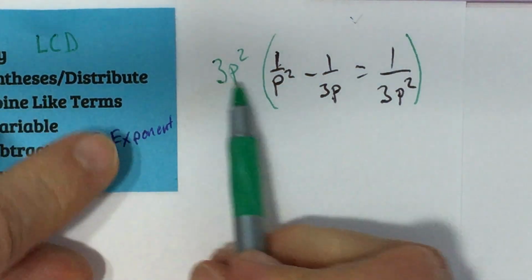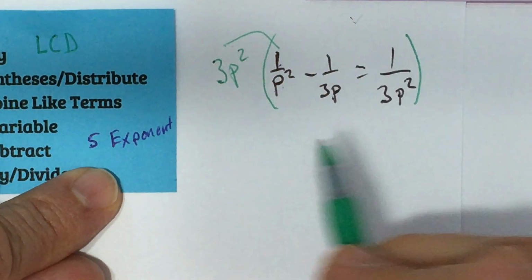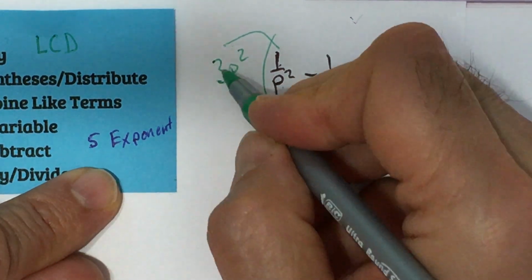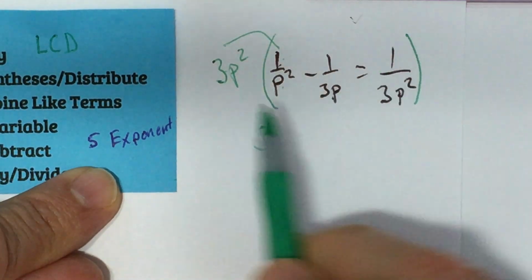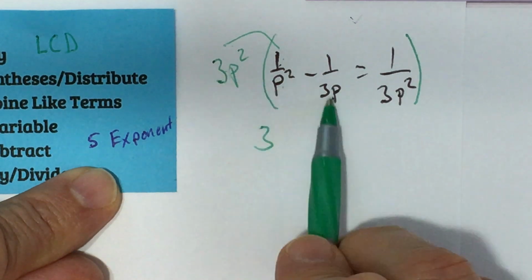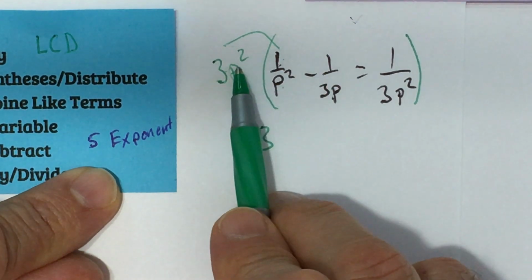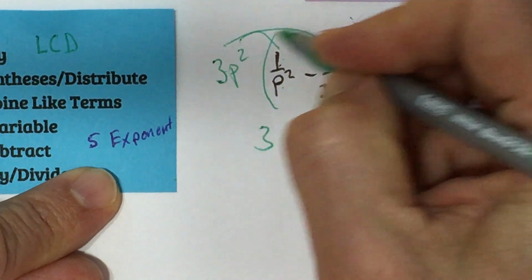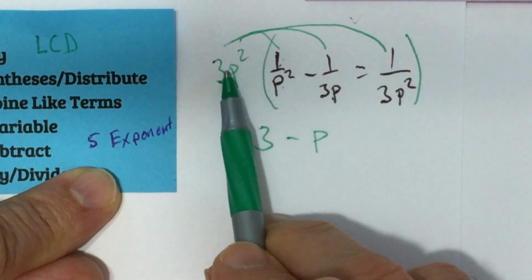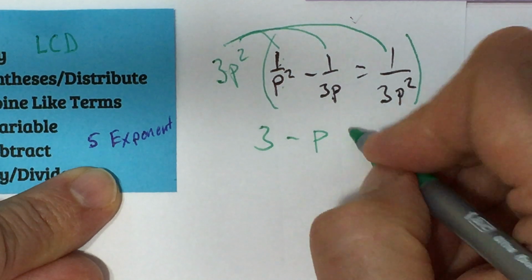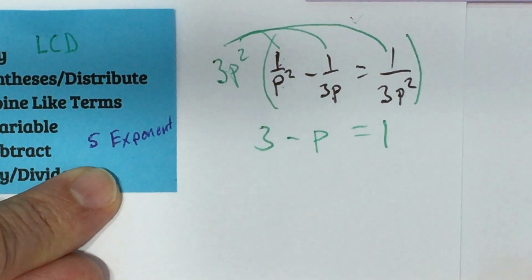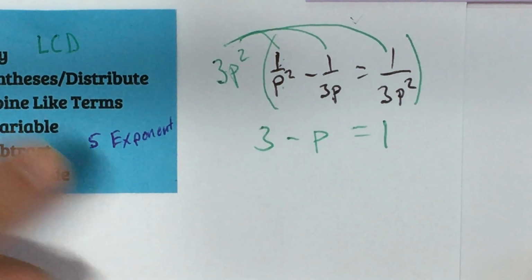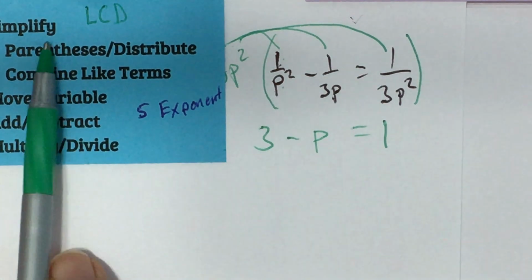This way, the first one, the p squares cancel. I get 3 times 1, 3. Here, the 3 and the p cancel, but I still have one of the p's left over. So I have minus p. And the last one, the 3p squared and 3p squared cancel, so it equals 1. Well, no, that's a lot easier.